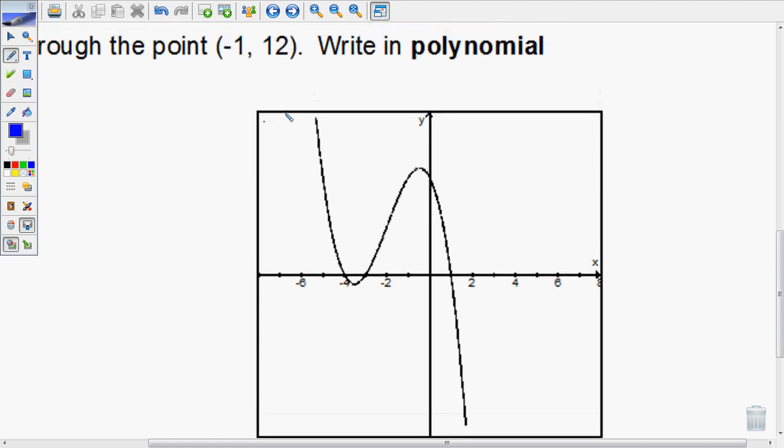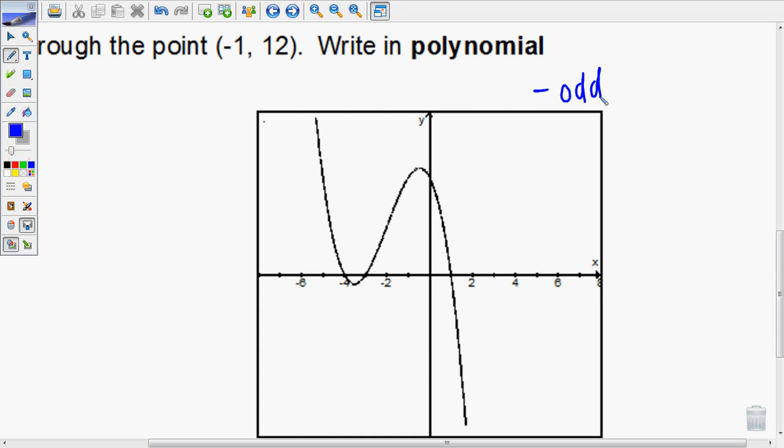There are no double roots. Are there any triple roots? Remember roots? No, they're all single roots, right? Yeah. All of them are single roots. Negative what? So it's going to be a negative odd. So in my mind, I know I'm looking for a negative odd polynomial, right?